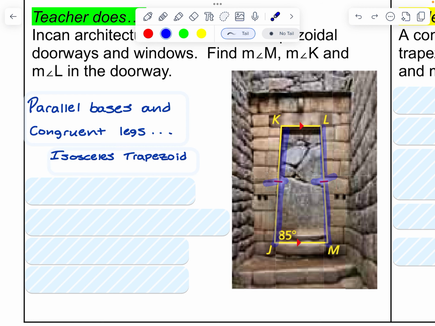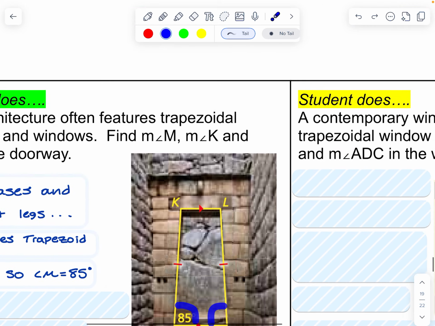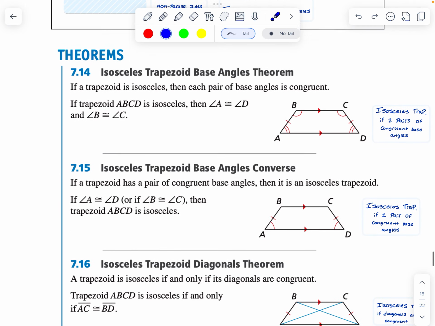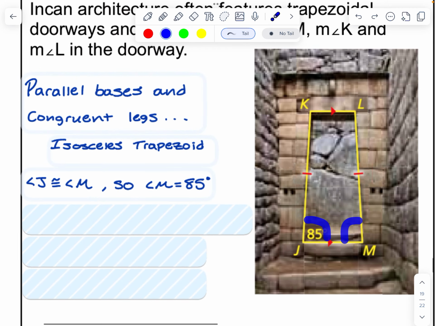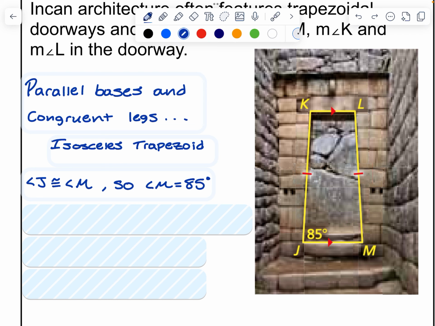That tells us that we're dealing with an isosceles trapezoid. So I use that information to determine that we are dealing with an isosceles trapezoid. What do I know from here? Well, I know that angle J has to be congruent to angle M because they are base angles, and in an isosceles trapezoid, base angles are congruent. So angle M also has to be 85 degrees. I know it's very hard to see with this picture, but that's got to be 85 degrees.